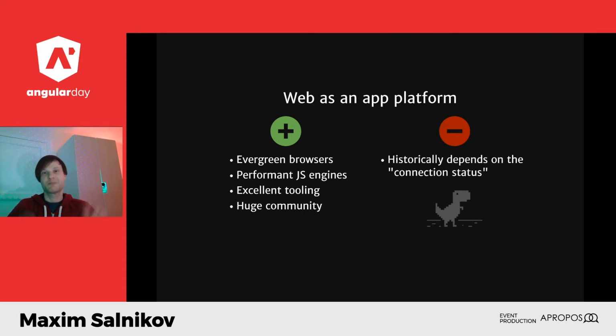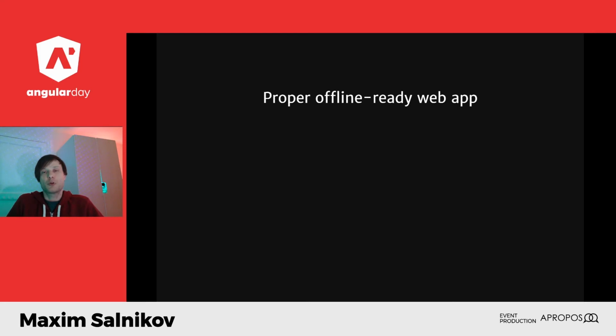But thanks to the history of the web, it was not invented as a web application platform, right? So it has this historical dependency on connection status. What is a proper offline-ready web application? We can answer this question by answering the question, what is a proper application? For example, the ones we download on our mobile devices or our desktop devices. So these are all applications. We don't even think about connection when we use them, right? So once we install something, it's there.